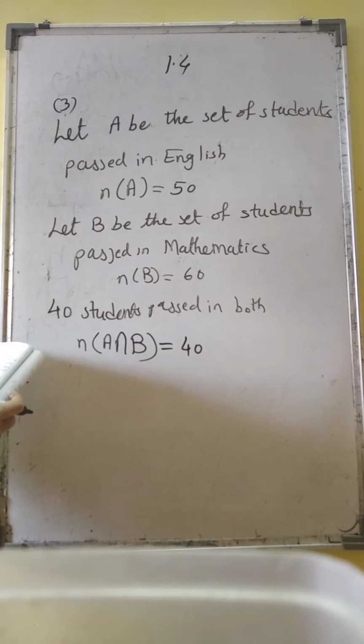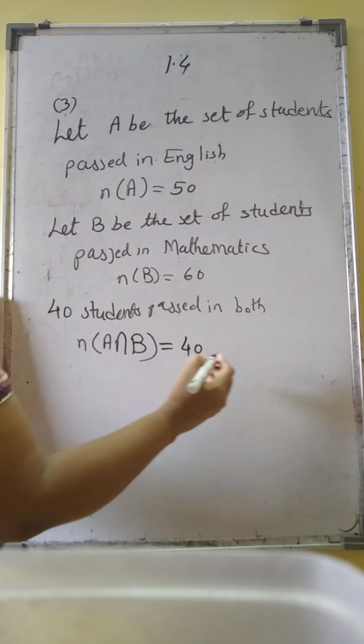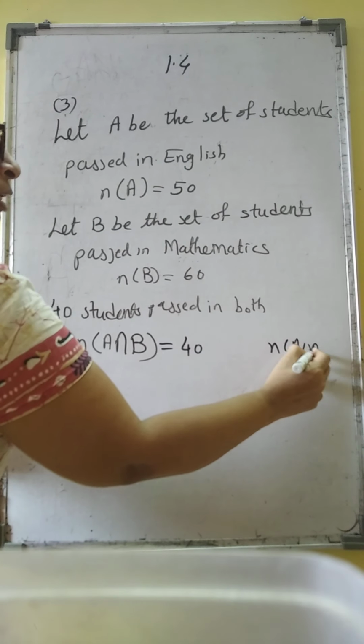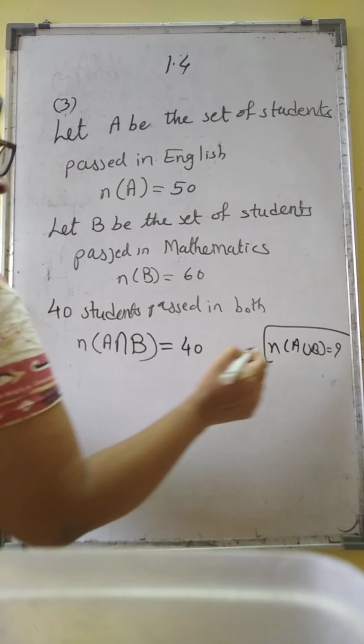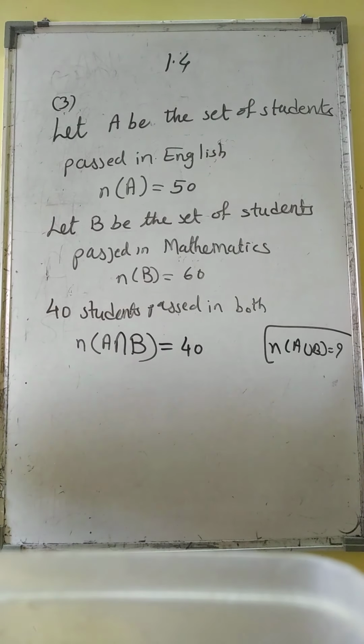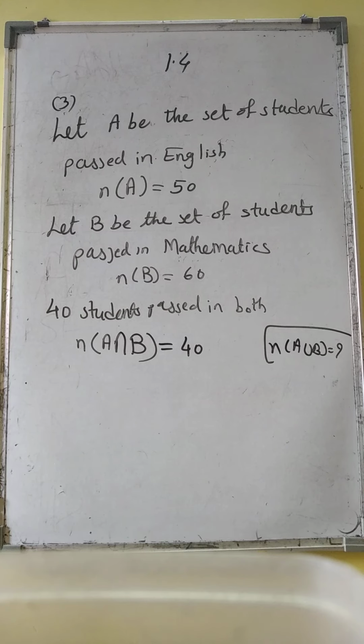None of them failed. Okay, so all the students have passed at least in one subject. So find the number of students who passed at least in one subject. So what you have to find out is n of A union B. किसी at least एक subject में pass होने कितने बच्चे हैं? So what is the total number of students that is asked? Is the sum clear to you? So let us go towards the solution part. If the question is clear, we can go ahead with the answer part.